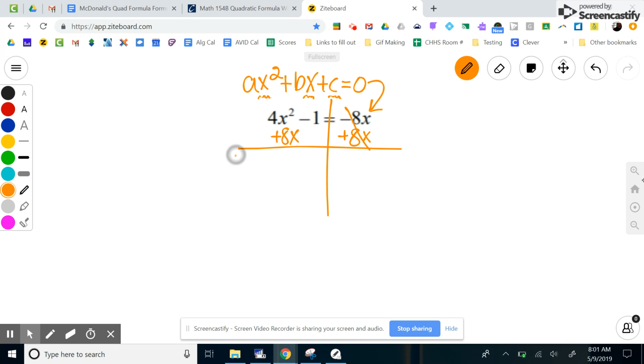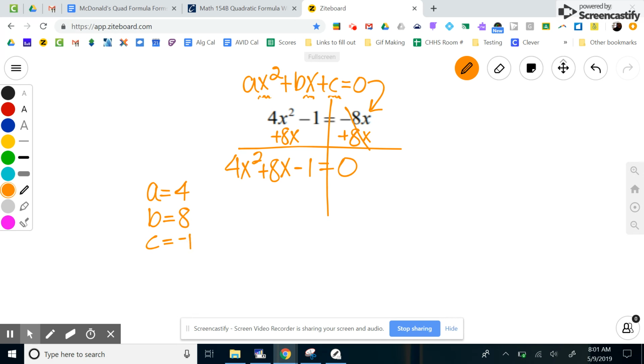My x squared term has to go first, so that's 4x squared. Next has to be my x, so that's 8x. And then finally my constant, which is minus 1. And now that equals 0. So we've got standard form. When looking at this, I do have a b, which is 8x. So I know I have to do the quadratic formula for this. So I need to name a, b, and c. So a is 4, b is 8, and c is negative 1.